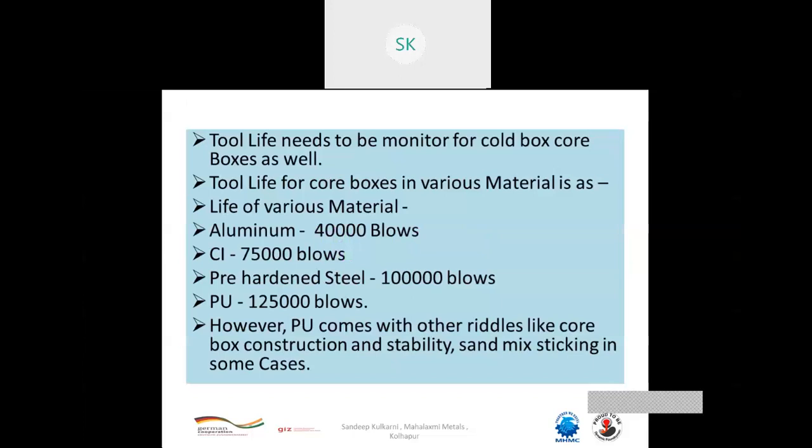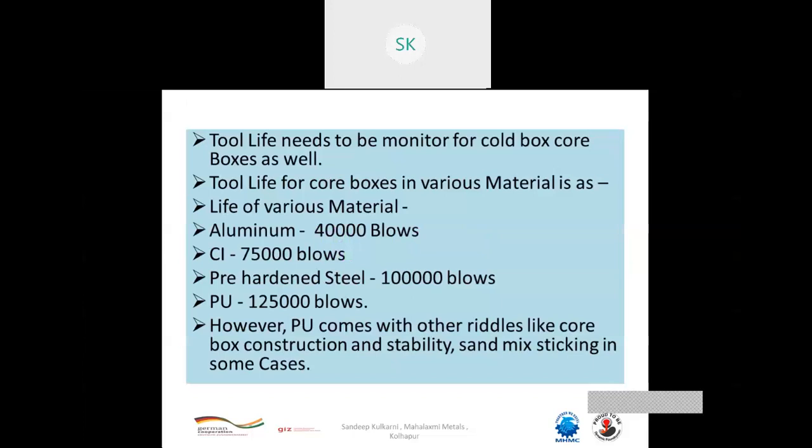As per this slide, which I have taken from Mr. Avinash Joshi's presentation during our core box panel discussion, as per him also, PU material is good. The only thing is we have to check the construction of the core box, whether you can construct the core box in PU properly, stability of cores and sand sticking, etc. All these things. If it is happening well, then PU is a good material. But normally people are going for aluminum and CI.